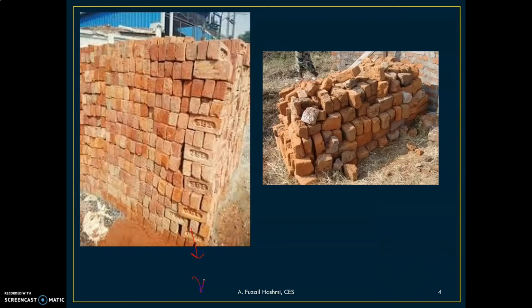This picture shows the second class brick. Second class brick has less strength in comparison to the first class brick, and the shape is also not as regular as that of first class brick. And this is the picture of third class brick. It has very poor strength, and it can't be used for any construction work. It does not provide good strength.